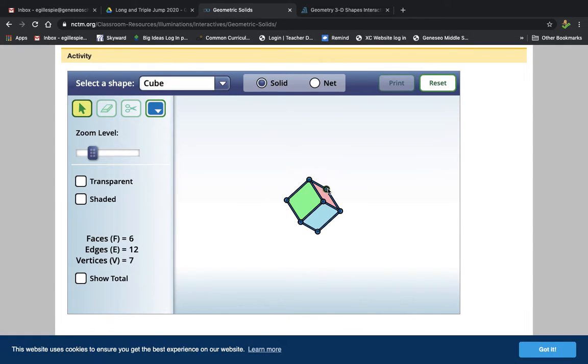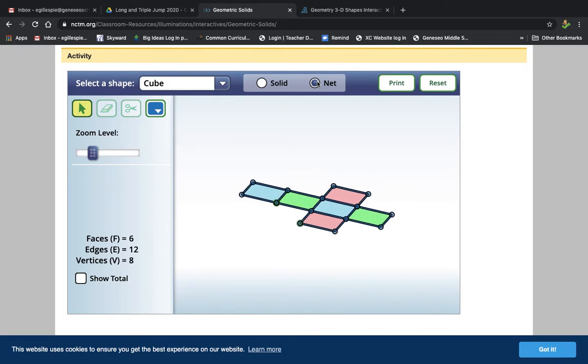Now the cool thing, once I finish this off here, is that if you look up here, right now we're looking at it as a solid, 3D shape, but you can also look at it as a net. And a net is basically if I take a 3D shape and I were able to cut it up and lay it flat. So it's a 2D drawing of a 3D shape. And that can be really helpful when we get to surface area.